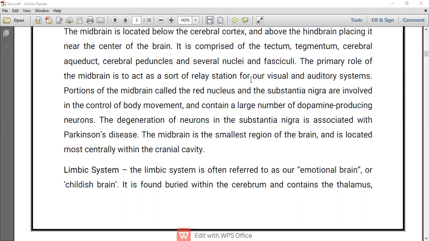The degeneration of neurons in the substantia nigra is associated with Parkinson's disease, which means that Parkinson's disease is related to the midbrain. The midbrain is the smallest region of the brain and is located most nearly within the central cavity.